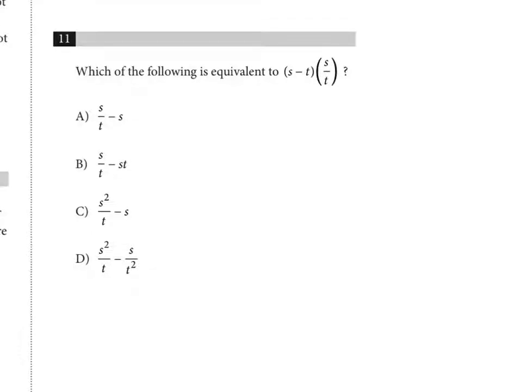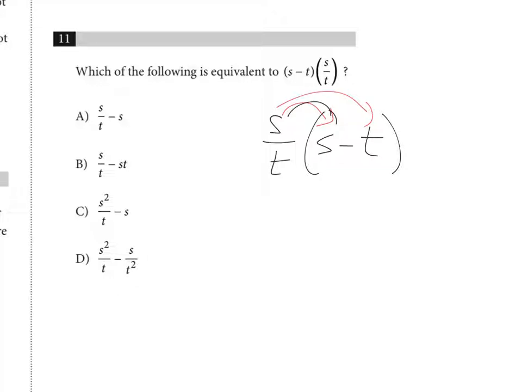Problem 11, which of the following is equivalent to this expression? And this is a distribution problem just written backwards. You're used to seeing something along the lines of s over t, parentheses s minus t. Well, they just wrote it backwards. So here we're going to distribute the s over t to both of the terms.